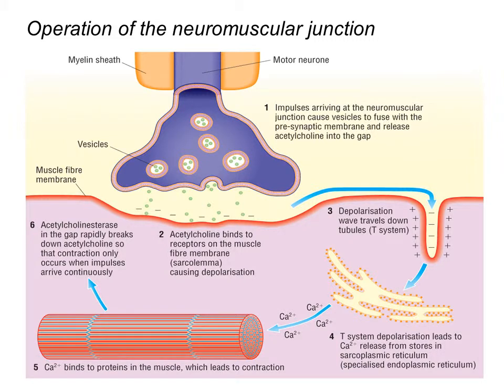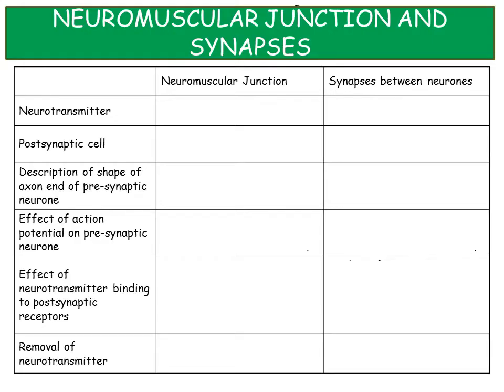This is another diagram summarizing what we've just been talking about. Neuromuscular junctions and synapses have quite a few things in common. There's a few differences though, and it's a common exam question to be asked to compare the two.